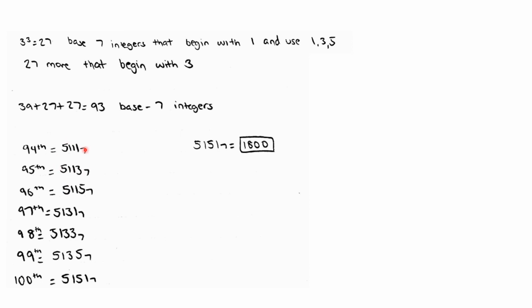So they start with 5, so we count all this from the smallest 4-digit one to 100, which is 5151 in base 7, and we convert that to base 10, so it's 1800.